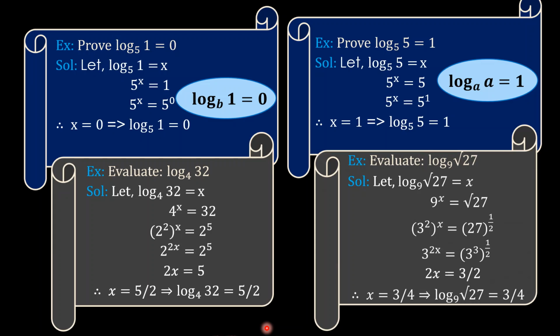And one more example here: log square root of 27 to the base 9. If we consider this as x, so 9 to the power x equal to root over 27. 9 means 3 square, to the power x equal to 27 to the power half. So 3 square to the power x means 3 to the power 2x. Power of a power, we always multiply. So 3 to the power 2x equal to 3 cube to the power half, which means 3 to the power 3 over 2. So 2x equal to 3 over 2, x equal to 3 over 4, which means log square root of 27 to the base 9 equal to 3 over 4.